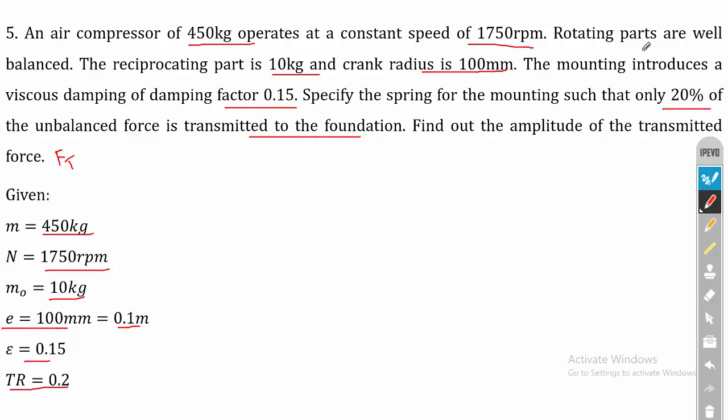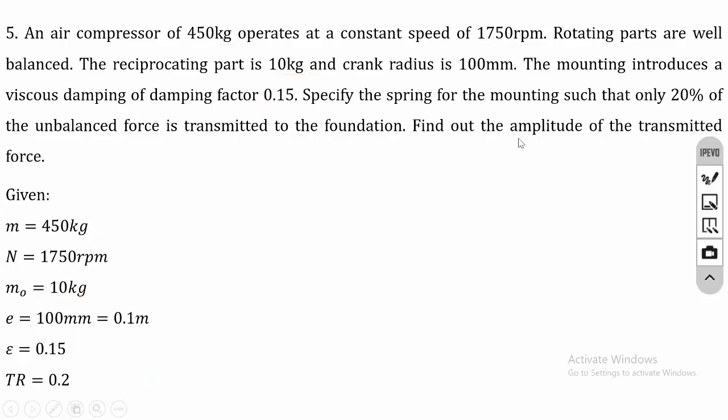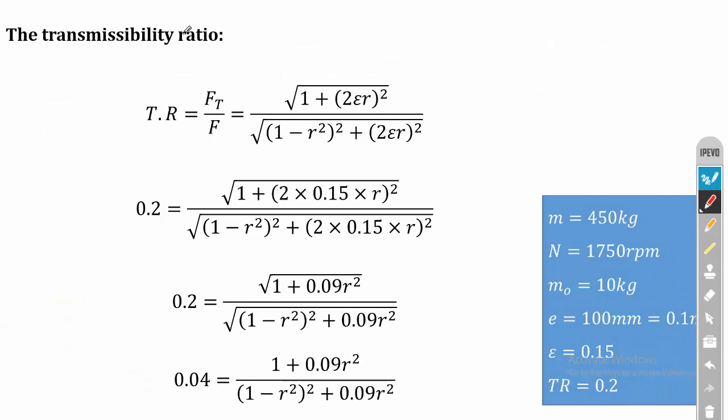Okay. So here in the problem the transmissibility ratio is given. Using the transmissibility ratio, first we have to calculate the stiffness of the spring. Then by using the remaining data we have to calculate the force transmitted Ft. So we will start with the calculation of transmissibility ratio.